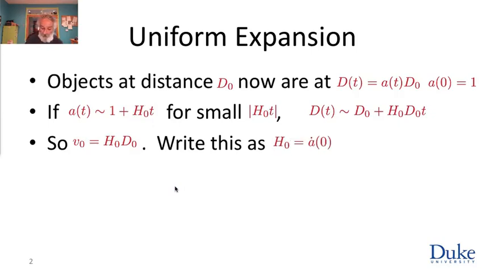So we write this expression, this statement, as the statement that the Hubble constant at the present, at t equals 0, the Hubble constant Hubble measured, is a dot, the rate of change of this function a, at t equals 0. Now, what does this have to do with redshifts?